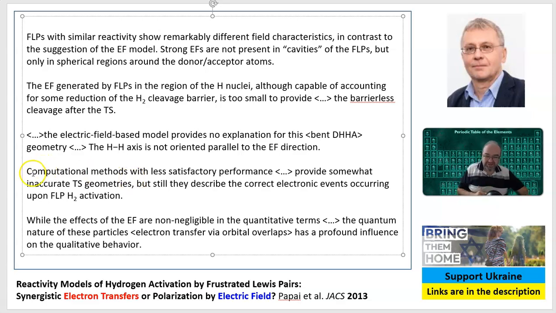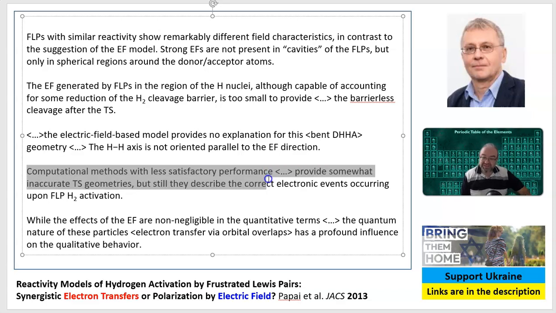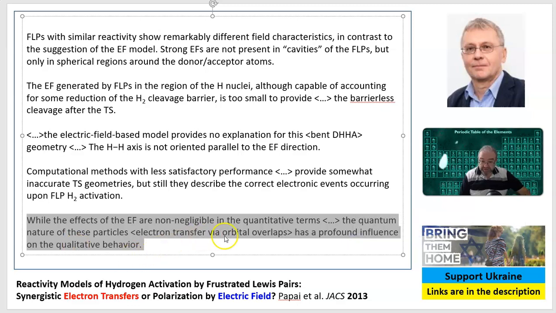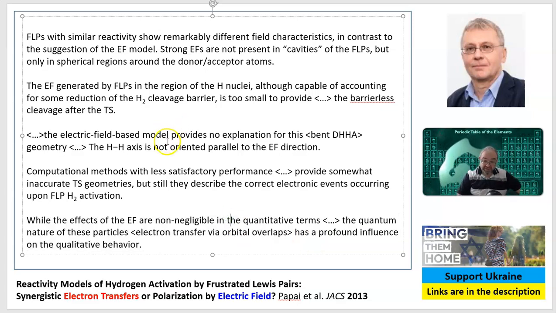But listen to this. They kind of respond to the a bit offensive comment by the previous group. Computational methods with less satisfactory performance provide somewhat inaccurate transition state geometries, but still they describe the correct electronic events occurring upon FLP H2 activation. That's a very polite answer. While the effects of the electric field are not negligible in the quantitative terms, the quantum nature of these particles, electron transfer via orbital overlaps, has a profound influence on the qualitative behavior. So I think those statements are pretty destructive to the electric field theory. But that was not the end of the story.